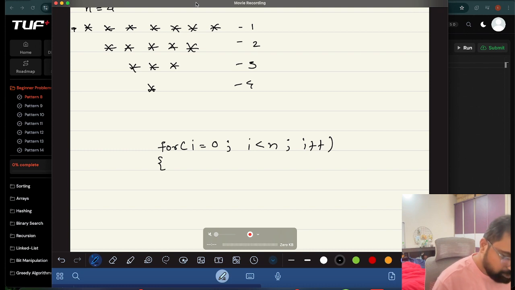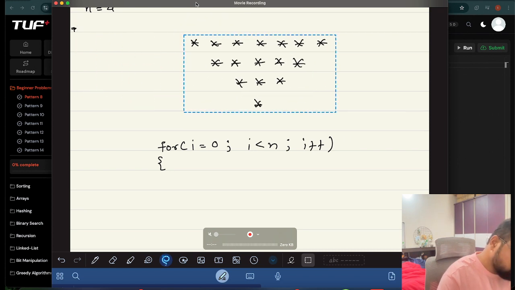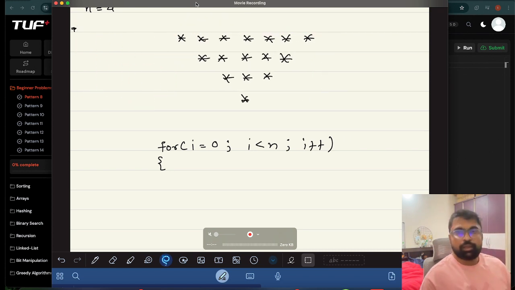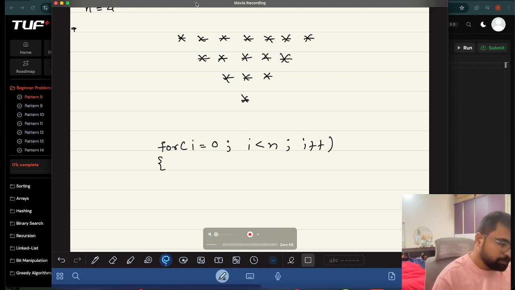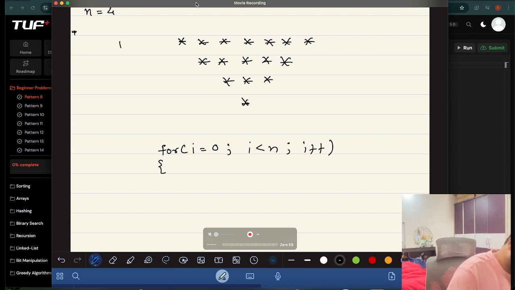Now let's try to find out some pattern around here. I'll just remove this and let's try to build a logic for this particular problem. So what I'll do, I'll take it here. I hope it's visible now. So let's try to number this. So here let's say i is going to be 0, i is going to be 1 here, i is going to be 2, and i is going to be 3.